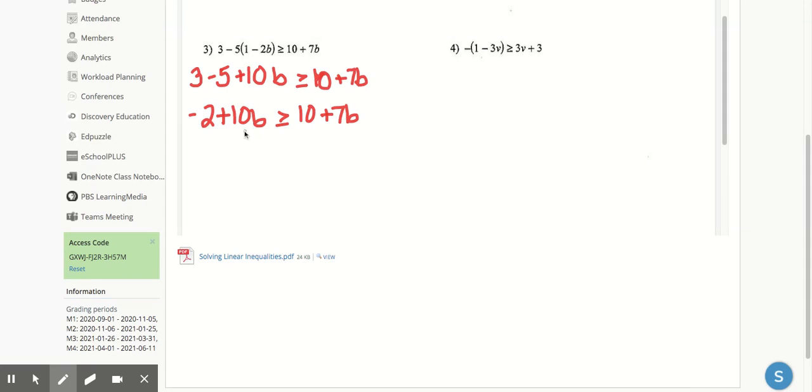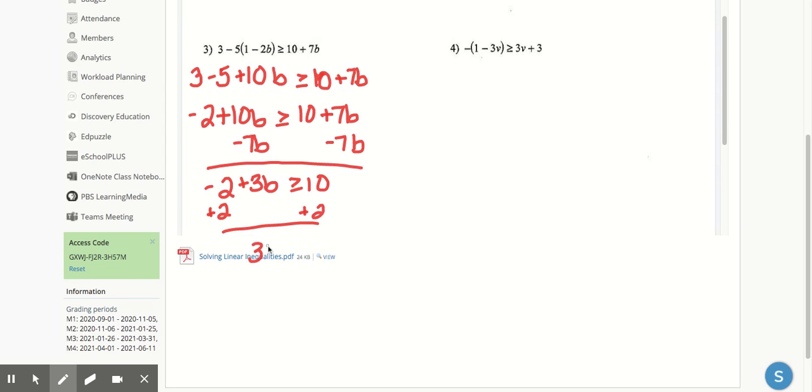So then we want to get those b's together. I'm going to subtract the 7b, again, just to keep that variable term positive. So negative 2, 10b minus 7b is going to be plus 3b. It's greater than or equal to 10. And then I'm going to move this 2 over. So adding 2 is going to leave me with 3b is greater than or equal to 12. And then I can divide both sides by 3. So when I do that, I end up with b is greater than or equal to 4. Again, our inequality sign does not flip here because I was dividing by a positive 3. So it's only division by a negative that flips that sign.